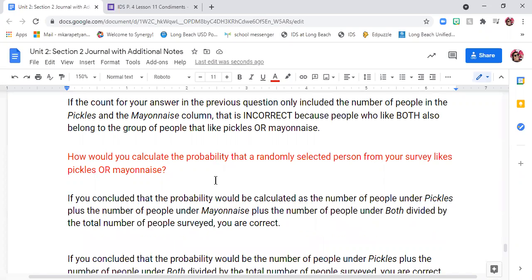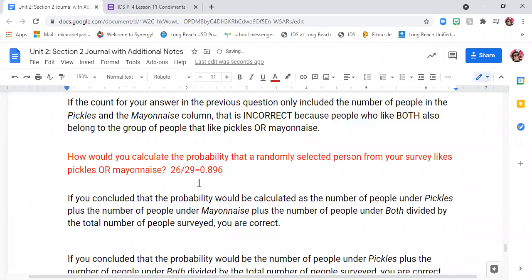And then, of course, how would you calculate the probability that a randomly selected person from your survey likes pickles or mayonnaise? 26 divided by 29. Very good. Do you guys agree with him? Yes, divide by the total number of people surveyed. So take your total for pickles or mayo, that's your 26, and divide by the total number of people surveyed. That's 26 divided by 29, which is quite high, 0.896. Thank you.